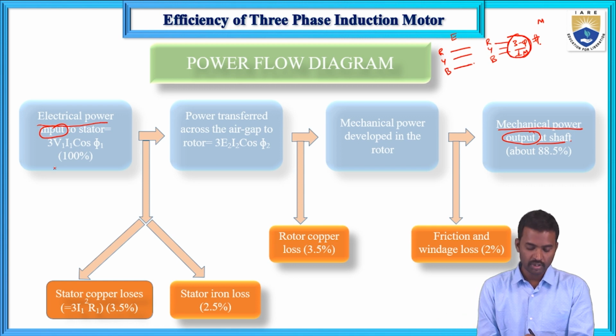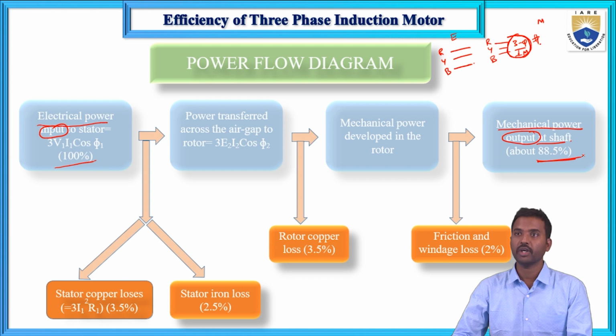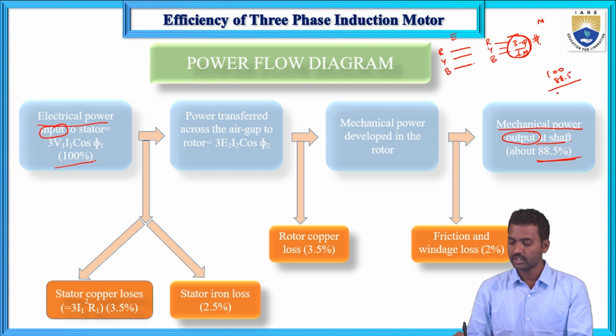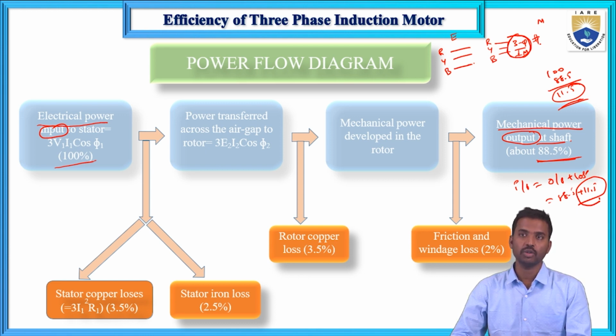If you give 100% of electrical energy, you will get 88.5% of mechanical power. So the remaining, 100 minus 88.5, that means 11.5% are the losses here. Input equals output plus losses: 88.5 plus 11.5, where 11.5 are losses. So what are the losses in the three-phase induction motor?